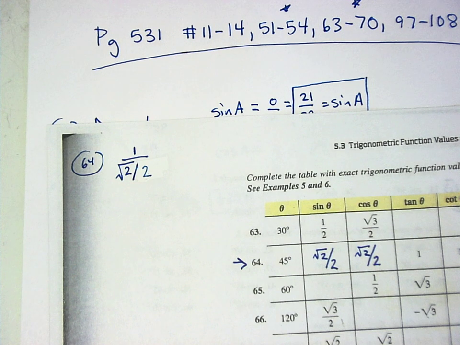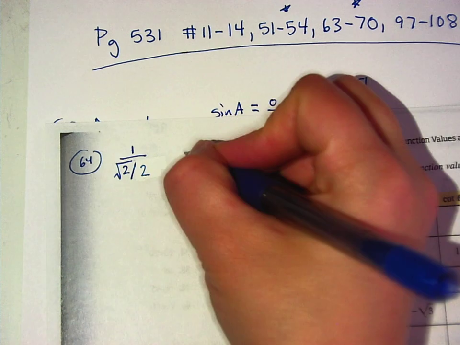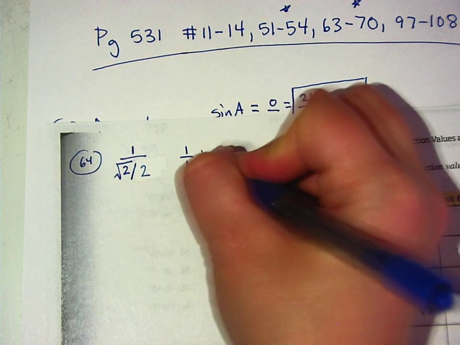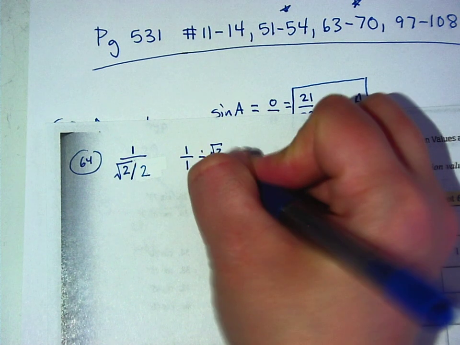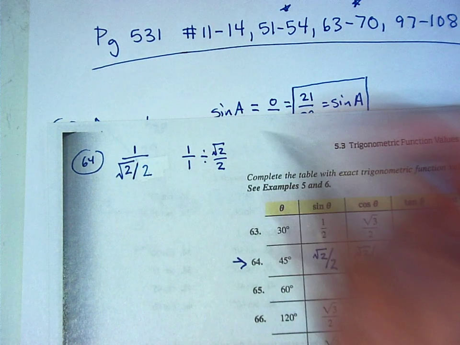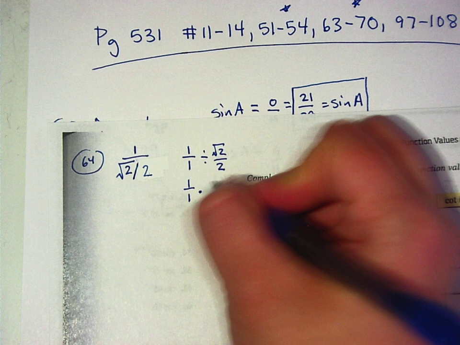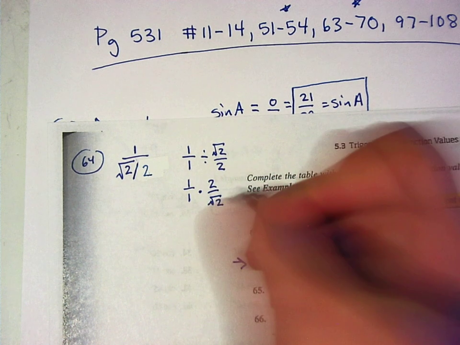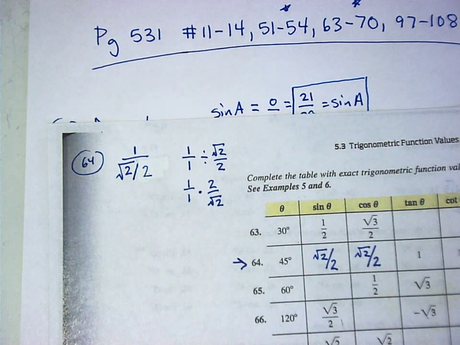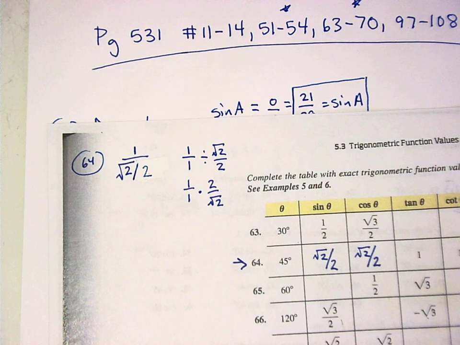You've got to solve the fraction. You've got to put them all side by side. Okay, let's put them side by side. So 1 over 1 divided by the square root of 2 over 2. Then flip the second one: 1 over 1 times 2 over the square root of 2. Do you see how this is just flipping it upside down? You don't have to do this math every time. You can just flip it upside down.